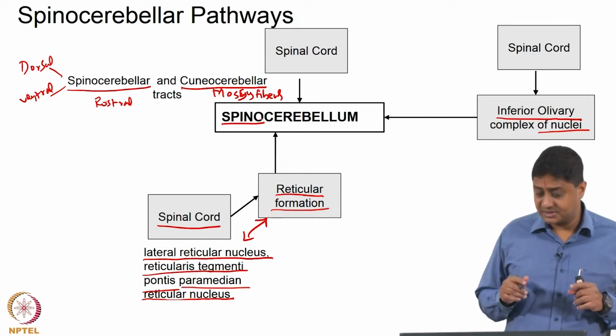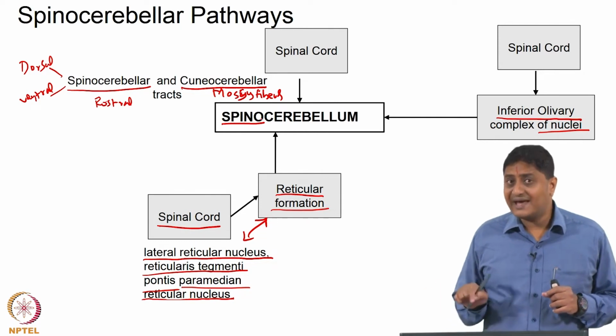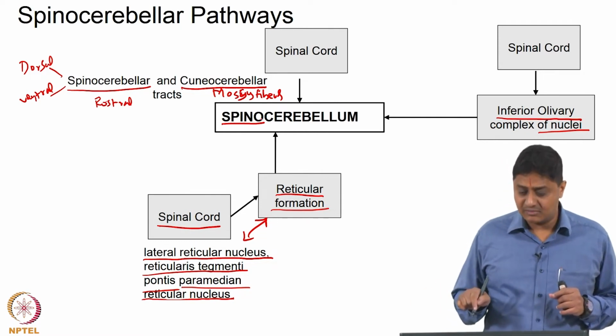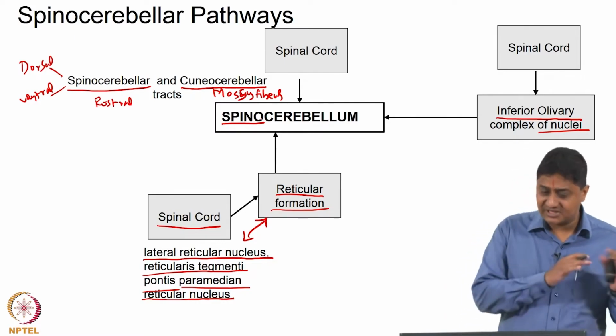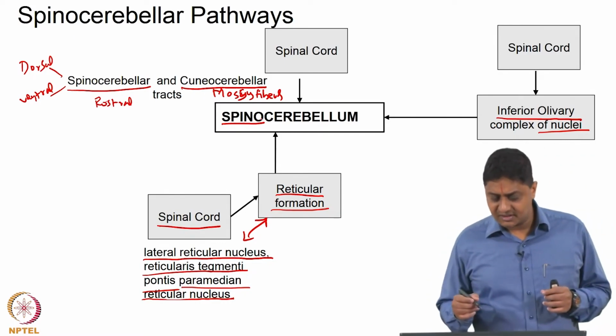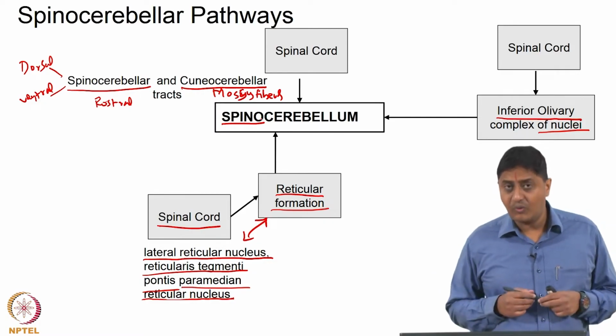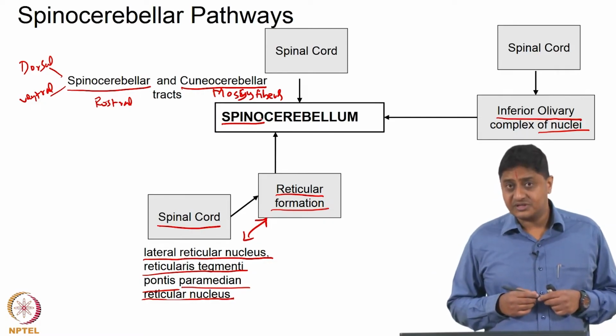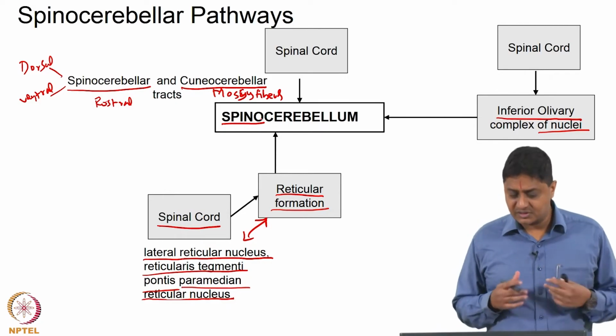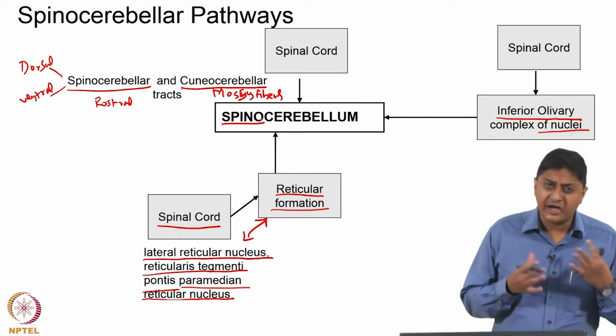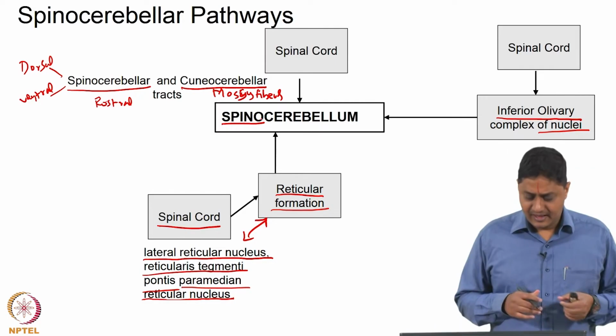But let us remember that the cerebellum does not directly project to the spinal cord; its projections are indirect. This is something that we have discussed earlier. So we will have to know how the cerebellum projects back to the spinal cord. How does it control or correct movements?